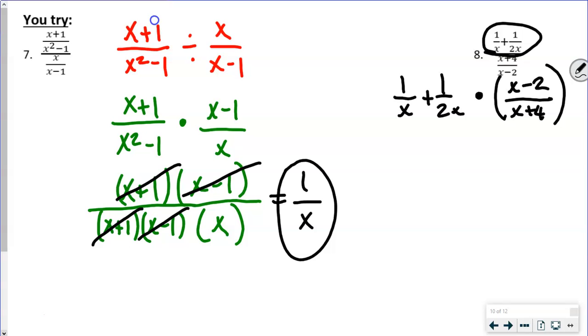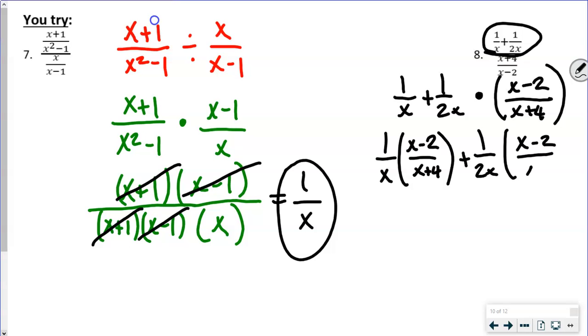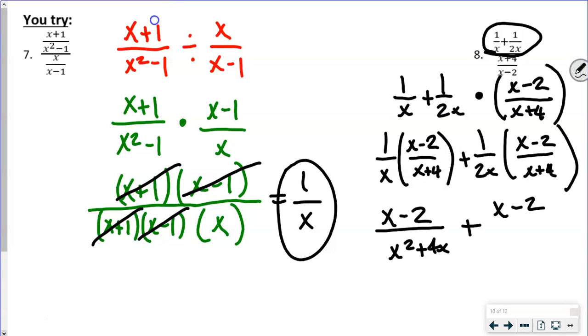Okay, so now with this one, we're going to have to multiply this x minus 2 over x plus 4 times both terms. So we're going to multiply 1 over x times x minus 2 over x plus 4. And then we're also going to multiply that times the 1 over 2x, x minus 2 over x plus 4. We have to distribute that x minus 2 over x plus 4. So on the top, we're going to get here x minus 2 over x squared plus 4x, right? And then we're going to add to that our x minus 2. And now this is going to be 2x squared plus 8x, right?